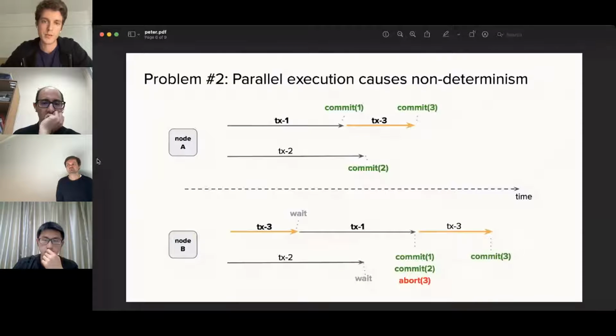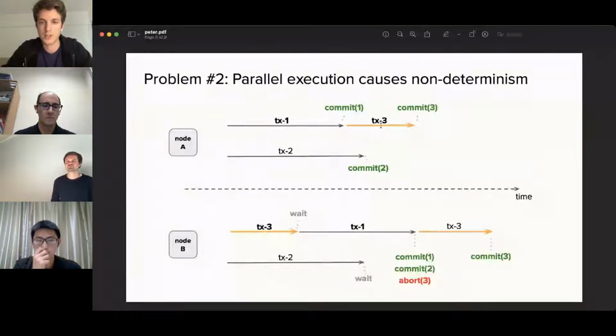The second problem that we point out is that of non-determinism. In blockchain systems, determinism is very important because independent nodes need to be able to execute the same transaction workload and reach the same result so that they can reach consensus. But with parallel execution, this is not always the case.